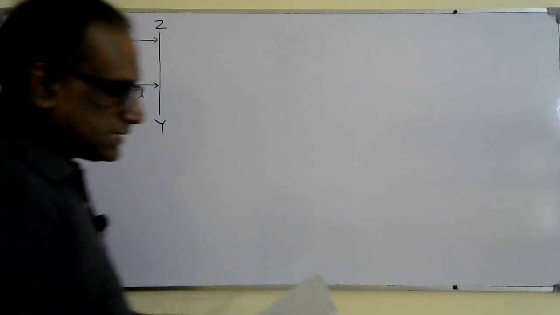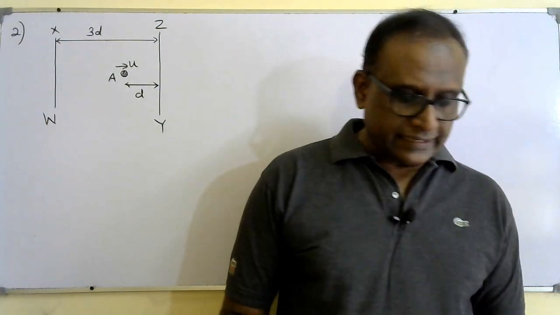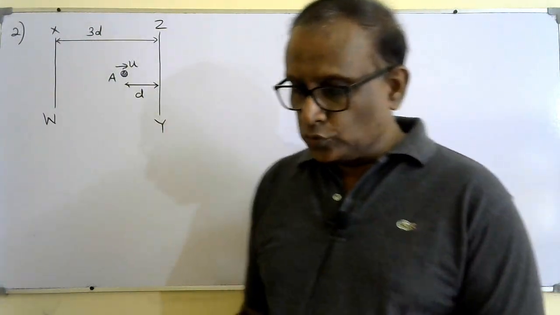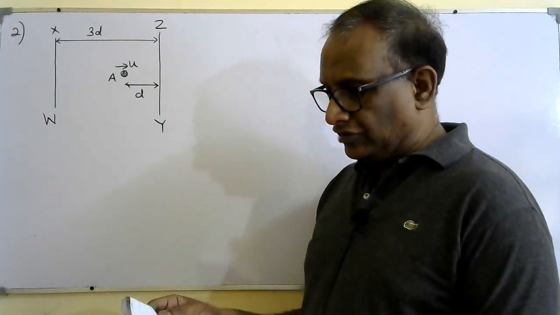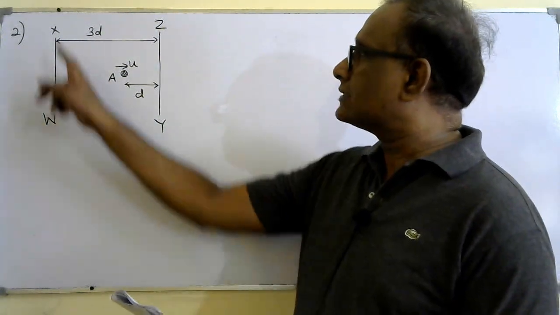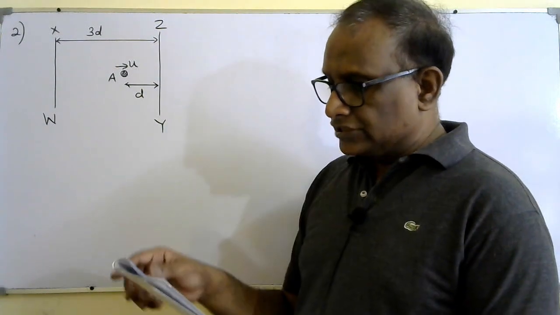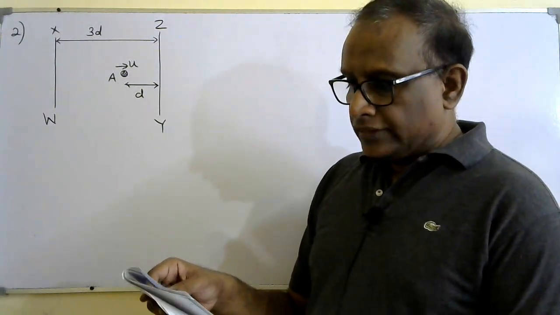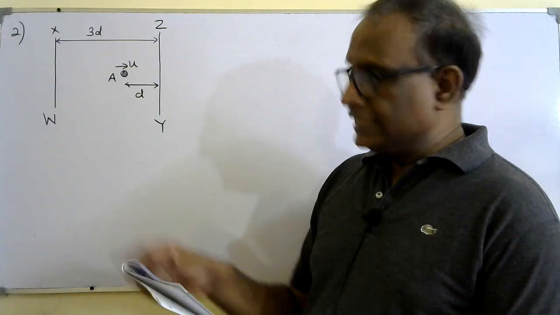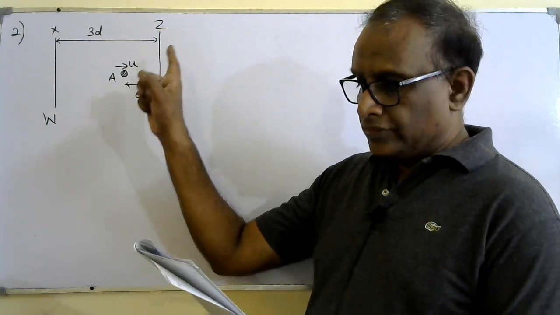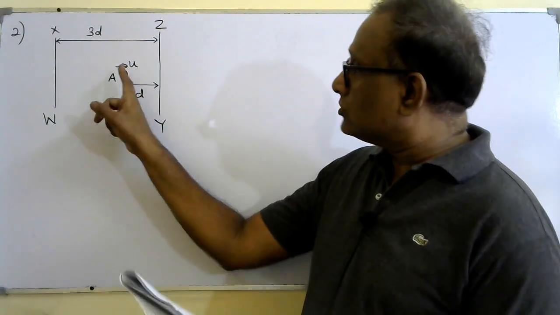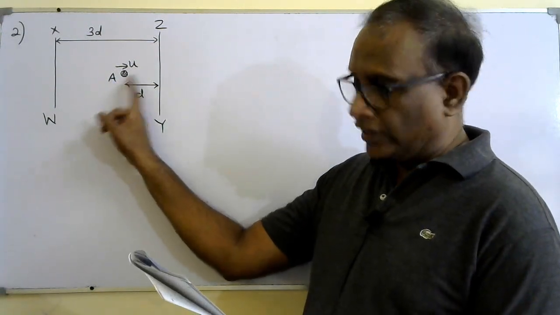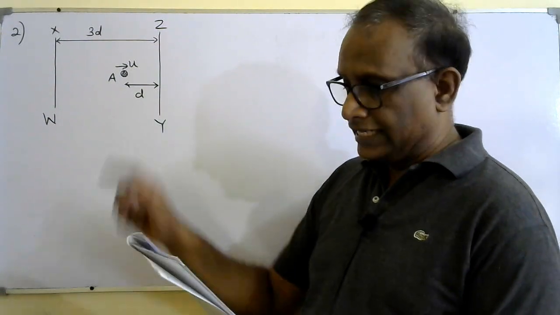Okay, question number 2, this diagram is given. The point A lies on a smooth horizontal floor between two fixed smooth parallel vertical walls WX and YZ, as shown in the plan view. The distance between WX and YZ is 3d. The distance of A from YZ is d.